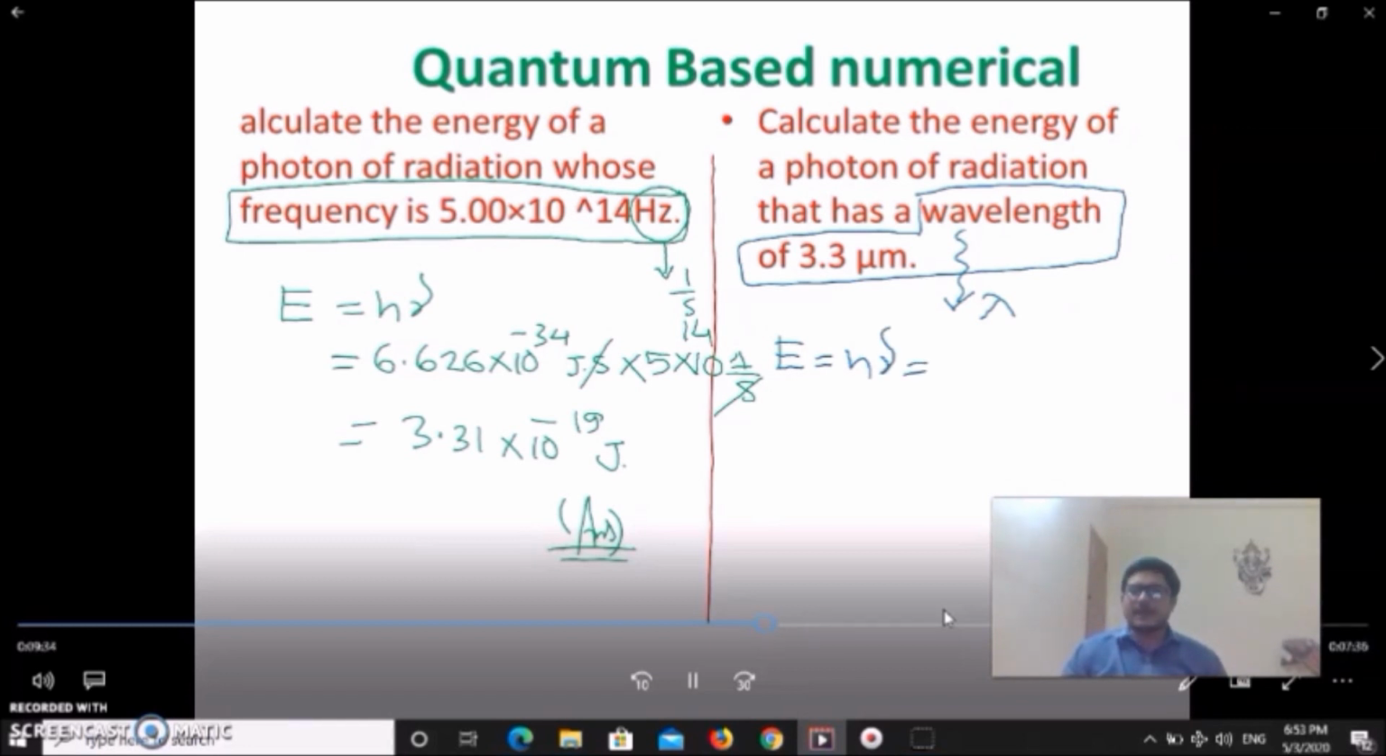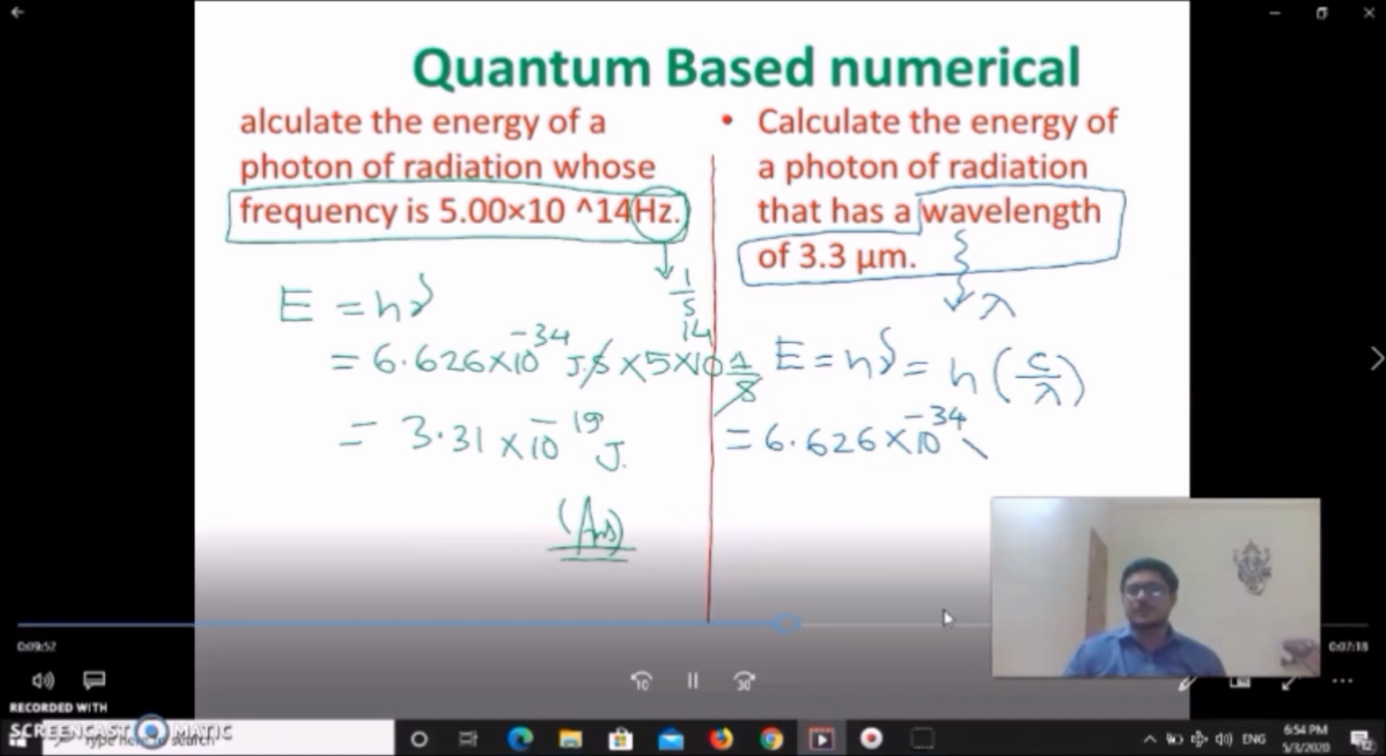In class 9, we learned in the sound chapter that frequency nu can also be written as c by lambda, the velocity of light divided by wavelength. In higher classes, the proof will be there. Now we will calculate the value.